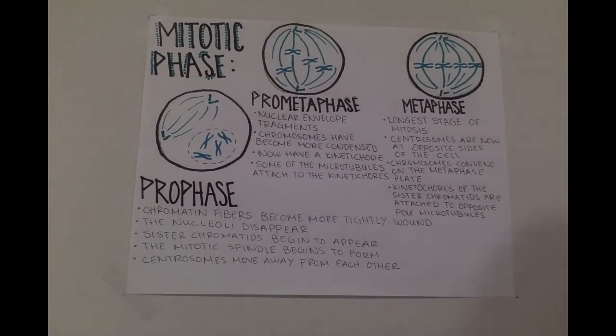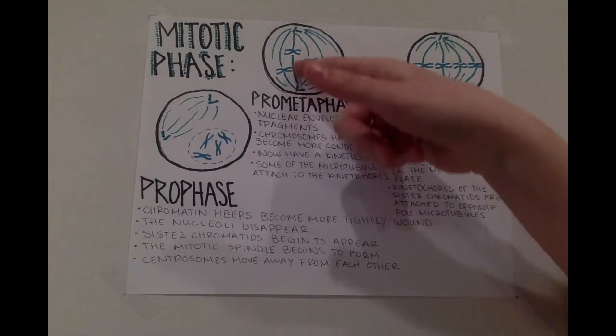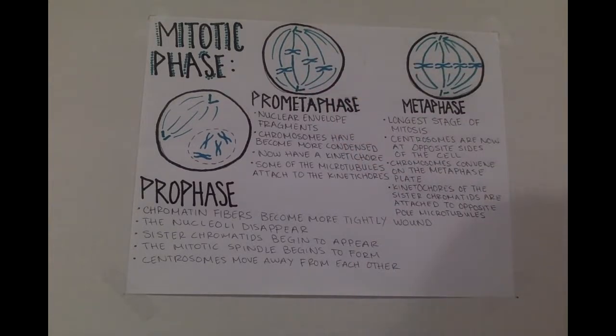The next stage is going to be called prometaphase. Here, the nuclear envelope fragments, as you can no longer see it. Chromosomes have become more condensed. Now, kinetochores can be found at the center of the chromosomes, and some of the microtubules attach to the kinetochores, as demonstrated. After this phase is metaphase.